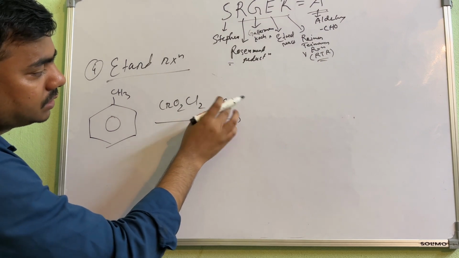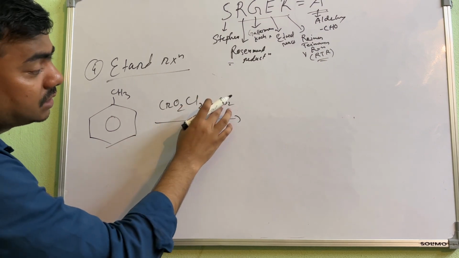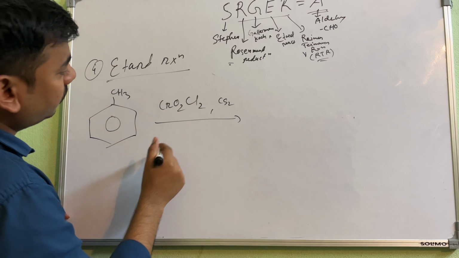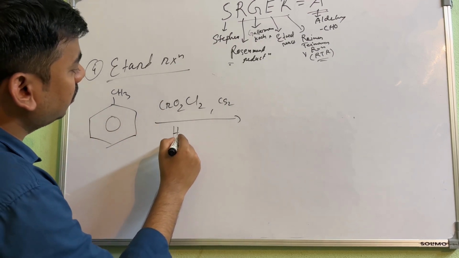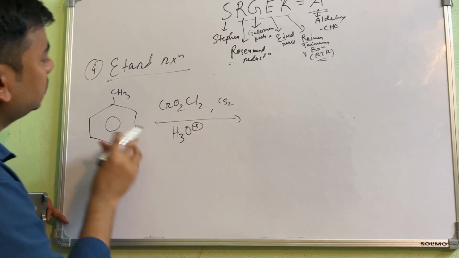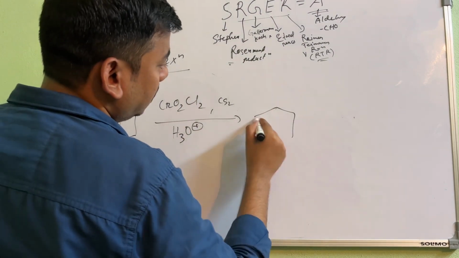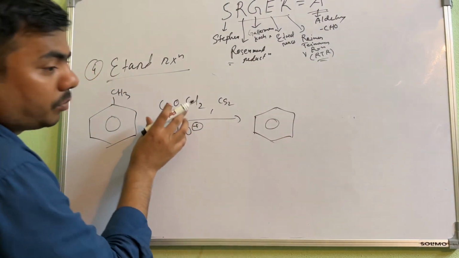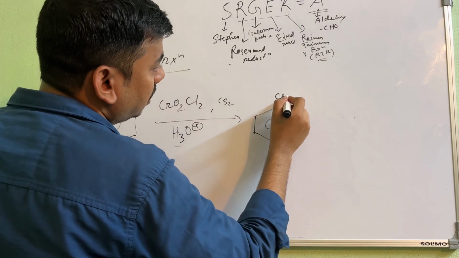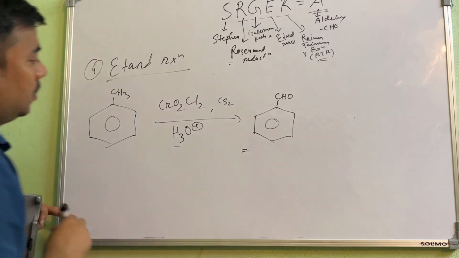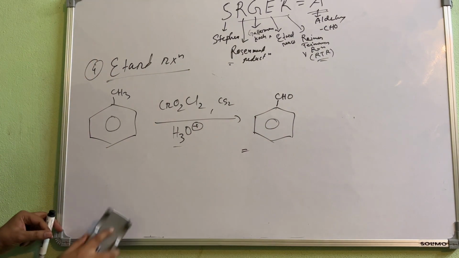What are CS2 and carbon tetrachloride? These are non-polar solvents. After that, definitely you will get a chromium complex. In between, there is one step where the chromium complex is formed. After hydrolysis, you will get benzaldehyde, CHO. You can take a screenshot.